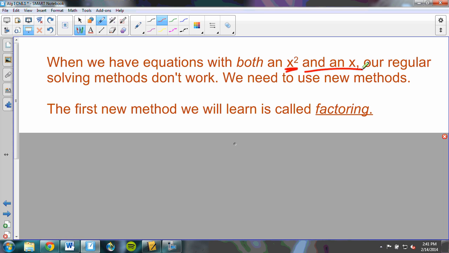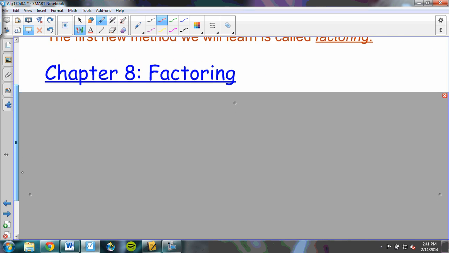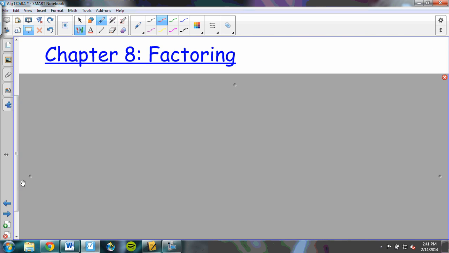The first new method we learn is called factoring. And that's what chapter 8 is. Chapter 8 is on factoring. Factoring is quite literally one of the most important skills you're going to learn in this class.